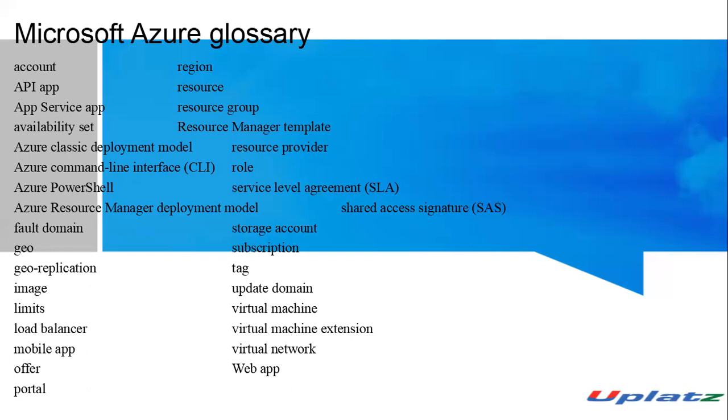Then we have API app. It's just another name for the app service app. So we will see what is app service app. The compute resources that Azure App Service provides for hosting a website or web application, web API, or mobile app backend. App service applications are also referred to as app services, web apps, API apps, and mobile apps.